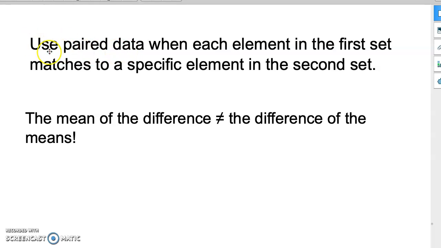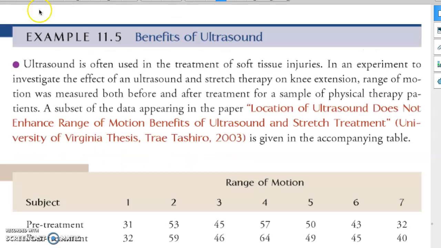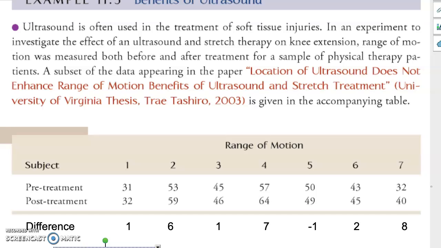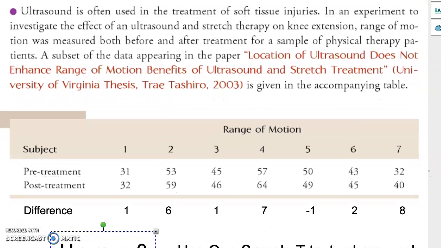We use paired data when each element in the first set is paired to one in the second set. And in this case, the mean of the differences is not the same thing as the difference of the means. So what am I talking about? Here is an example. Ultrasound is often used to treat soft tissue injuries.